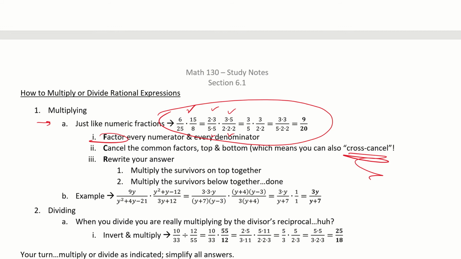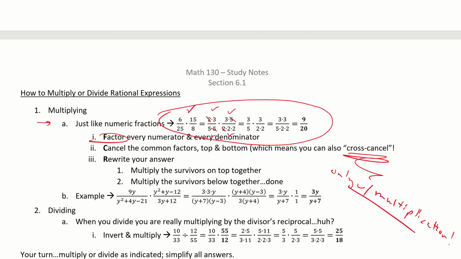So what we're going to do is we're going to cancel, say, this 5 with this 5. Okay, I just cross canceled. It's okay to do that if you're multiplying, only with multiplication. So let's write that here. Cross cancel only with multiplication. You know what people do is there's next section we're going to add and oh, I'm going to cancel. No, you made a mistake. That's too bad.